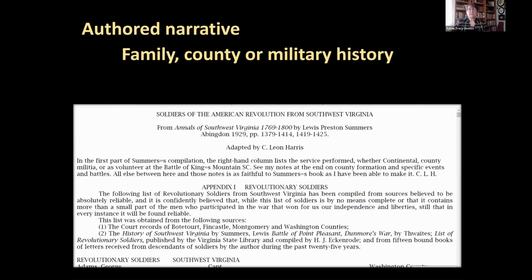And then the author narrative. So here's an example of a really nice one that I've done some research in. Soldiers of the American Revolution from Southwest Virginia. Basically this one, they've done a good job of reporting where they've got the information from. So even though it is a narrative record, it gives us all the information as genealogists on where they found this record and how we can find the original documents potentially. So it's a really good example of a good quality authored narrative.